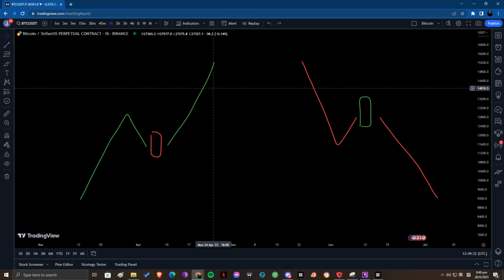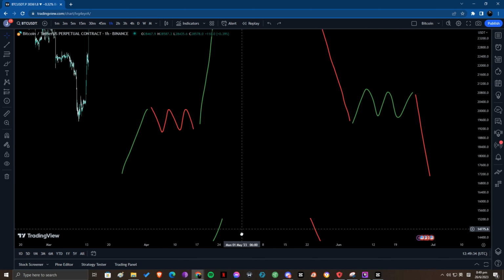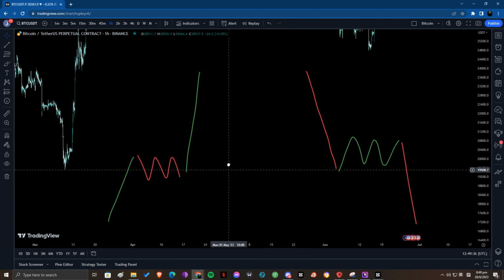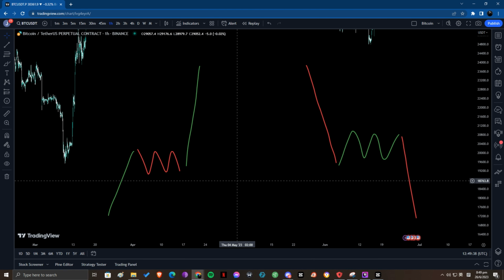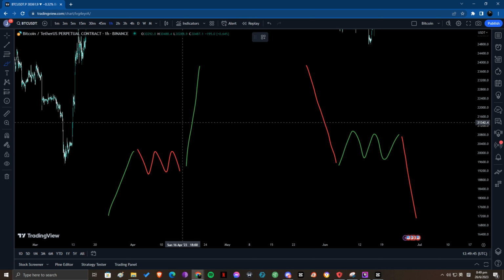Once you understand this, we can move on to the next thing. Scenario number two: order block areas, or what we can call supply and demand pockets. There are many words for this. People use different words, but I'm not a big fan of words.